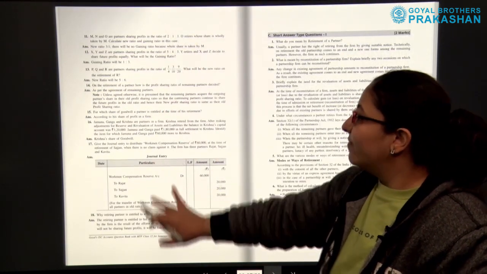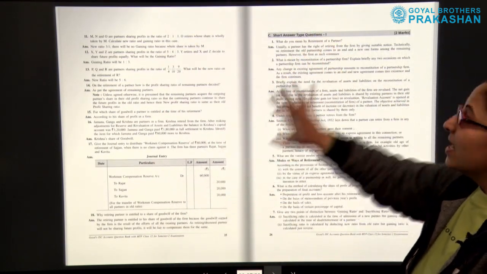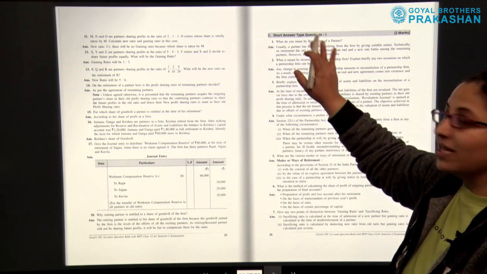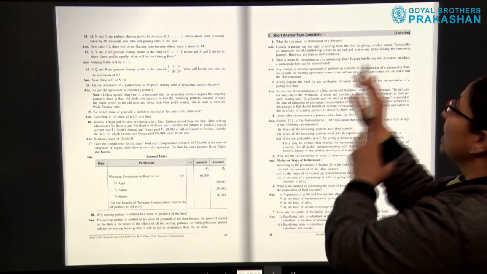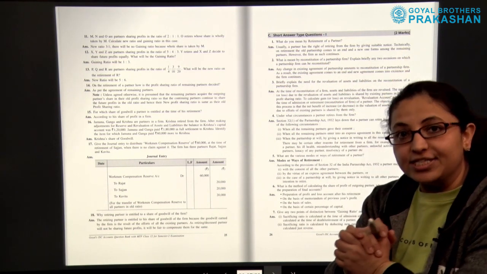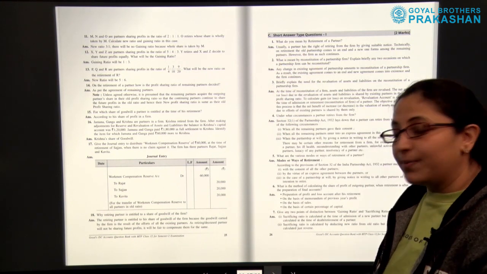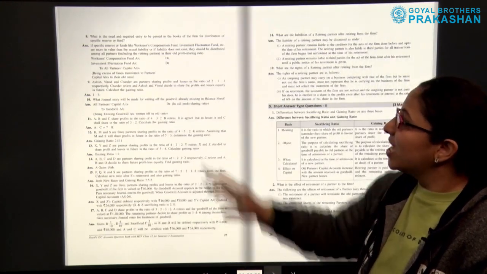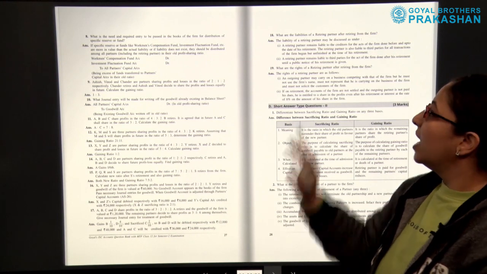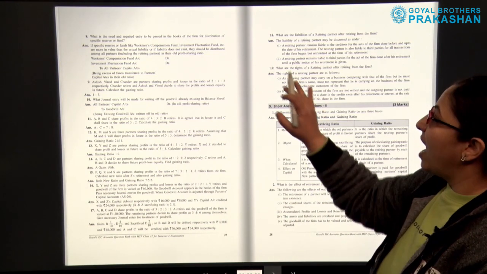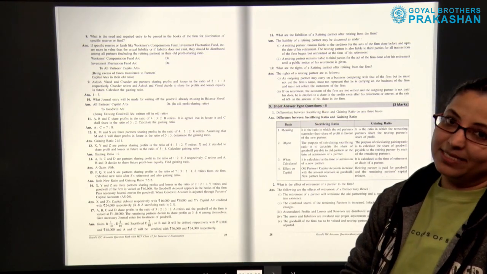So these are all very short answer type questions. After that, we have the short answer type questions. First, this is for 2 marks each. Now these are all short answer type questions for 2 marks each, and all the answers are provided along with the questions. There are 19 short answer type questions.